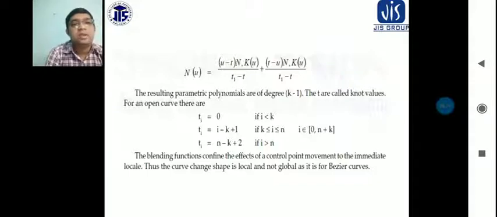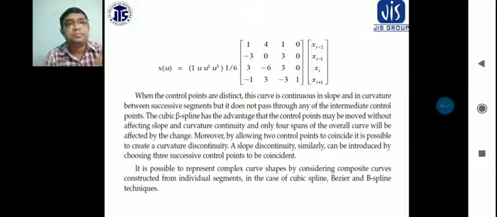You can see the different values of t depend on this, and these values are put into the equations. The blending functions confine the effect of a control point's movement to the immediate locus. Thus the curve changes shape locally and not globally, as it does for the Bezier curve.